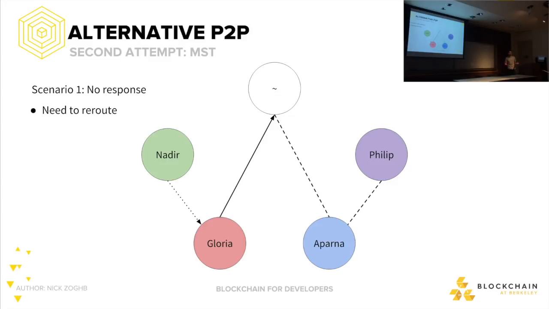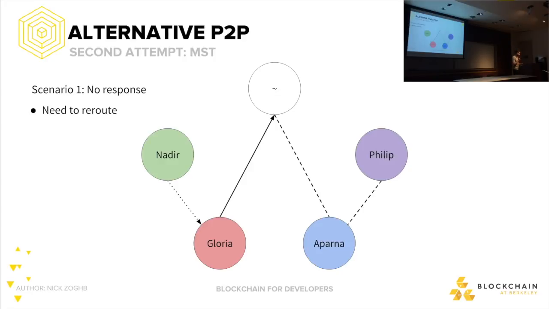That's not a problem, but we need to reroute right now. If it is the case that on day 20 he goes down, we need to reconfigure this entire network. We now need to make sure Gloria is hooked up to Aparna. And depending on the scheme you use, that can be very efficient or very bad.